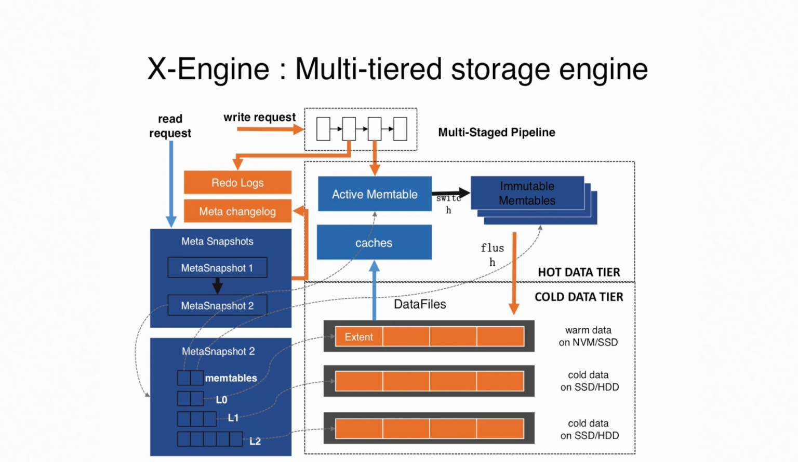We have implemented a pipeline to process writes in main memory and enable write requests to execute in parallel. Each LSM tree in X Engine consists of a hot data tier and a cold data tier. The cold data tier is further partitioned into different levels and organizes data in a tree-like structure, with each level storing a sorted sequence of extents, and extents packaging blocks of records, as well as their associated filters and indexes.